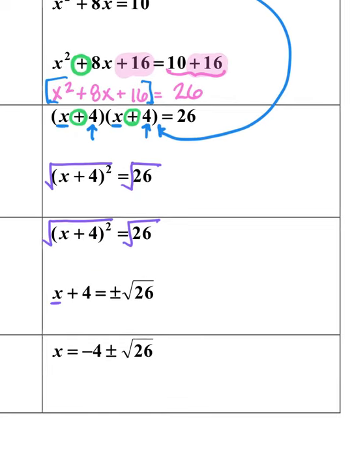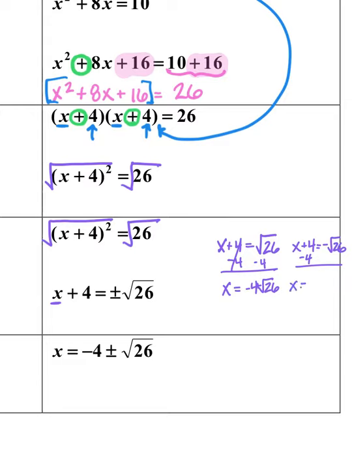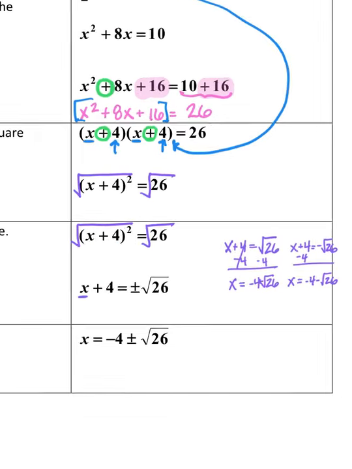So I like to break it down. So I have x plus 4 equals positive radical 26, and x plus 4 equals negative radical 26. And minus 4 from both sides. We can't combine there, so we just get x equals negative 4 plus radical 26. That's our answer. Sorry, plus 26. Then we have it over here. Subtract 4 from both sides. X equals negative 4 minus radical 26 is our answer.